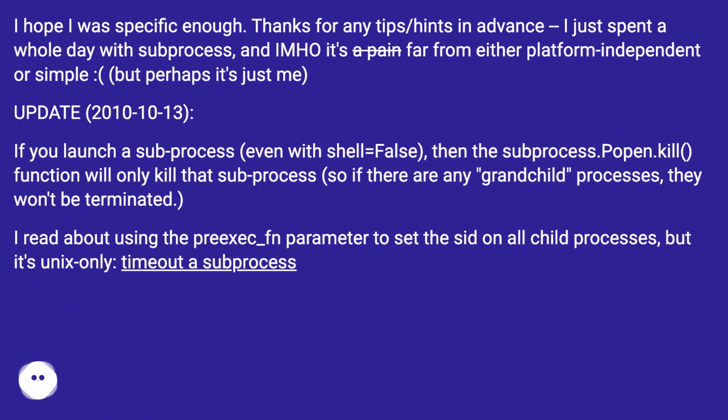I hope I was specific enough. Thanks for any tips or hints in advance. I just spent a whole day with subprocess, and imho it is a pain, far from either platform independent or simple, sad face. But perhaps it's just me. Update, October 13, 2010. If you launch a subprocess, even with shell equals false, then the Popen kill function will only kill that subprocess, so if there are any grandchild processes, they won't be terminated. I read about using the preexec_fn parameter to set the session ID on all child processes, but it's Unix only, so it can't be used to terminate a subprocess.